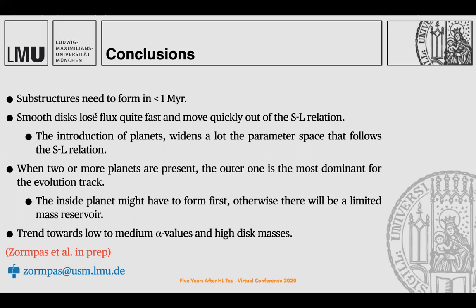When two or more planets are present, the outer one is the most dominant one for the evolution tracks, and the inside planet might have to form first, otherwise there will be a limited mass reservoir. And in the end, we observe a trend towards low to medium alpha values and high disk masses.